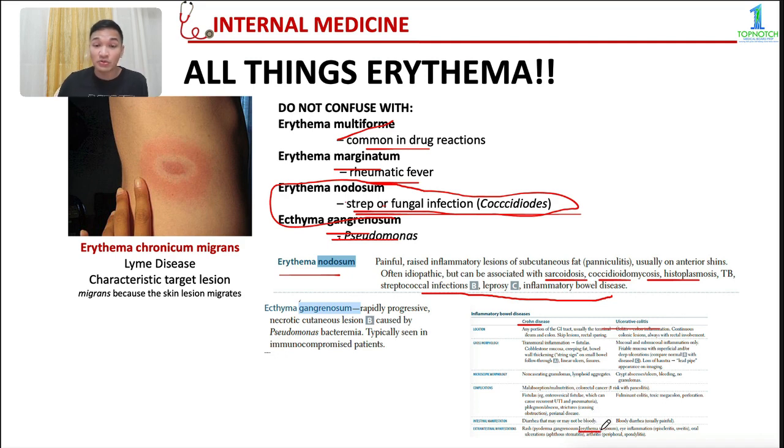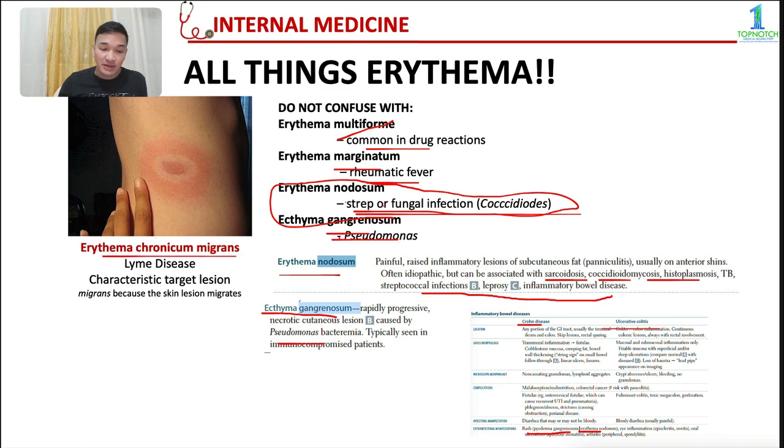You can see erythema nodosum sa mga patients na yan. And maliban sa erythema nodosum being present sa Crohn's disease and ulcerative colitis, which is IBD, you can also see pyoderma gangrenosum sa patients na may IBD. So, ang pyoderma gangrenosum is different from ecthyma gangrenosum, which you can see sa mga patients na may Pseudomonas bacteremia. Okay, different yun, okay? Okay, I will just repeat it.